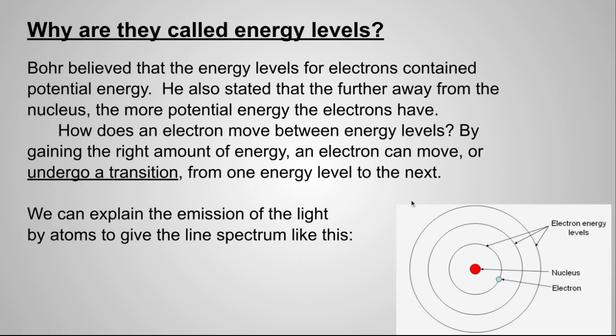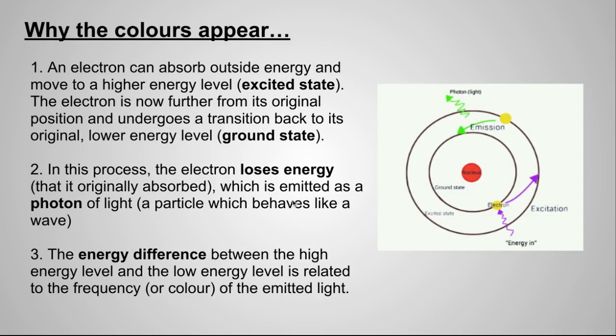And how do these electrons move between energy levels? This is what he was seeing when he saw different colors of light. It says by gaining the right amount of energy, an electron can move or undergo a transition from one energy level to the next. So we can explain this on this next slide.